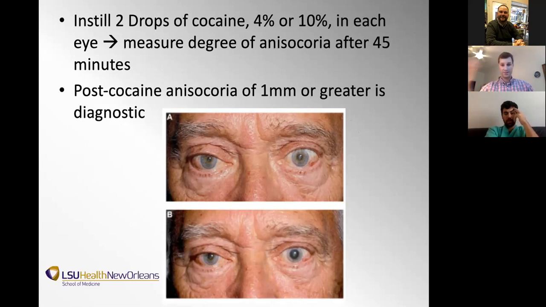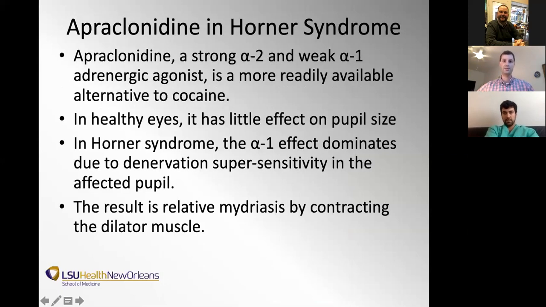So you can see in this gentleman here, A is prior to any instillation of the drug, and B is after. And you can see that in that right eye, he has a miotic pupil, and he is also a little ptotic in that eye. And in B, there's still a pretty significant amount of anisocoria. He's still pretty ptotic too. So this would be a positive cocaine test indicating that he is positive for Horner syndrome.